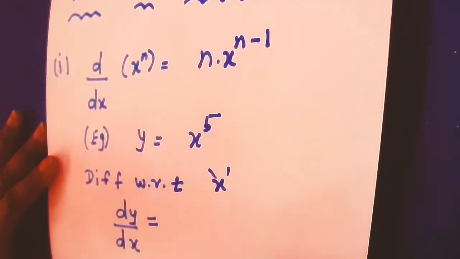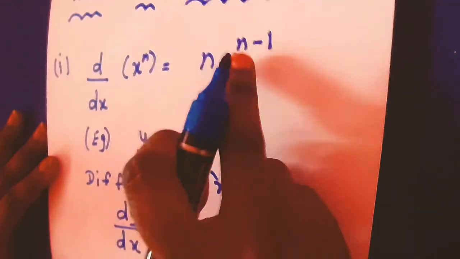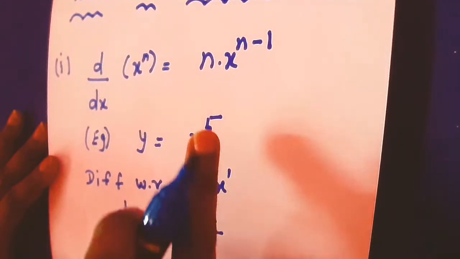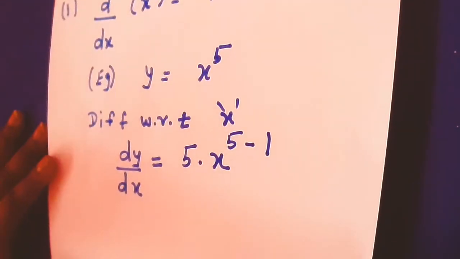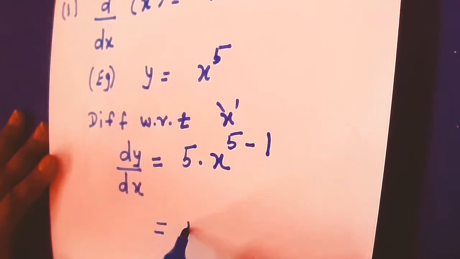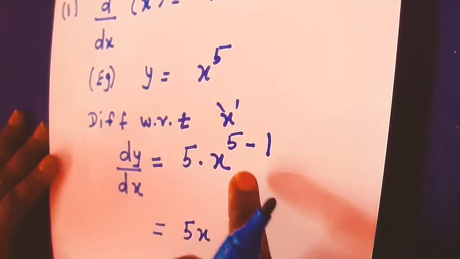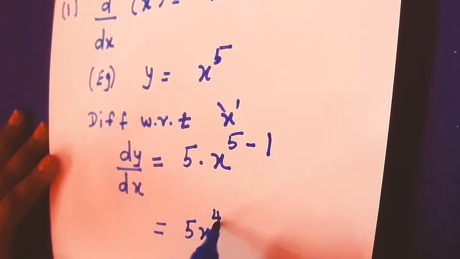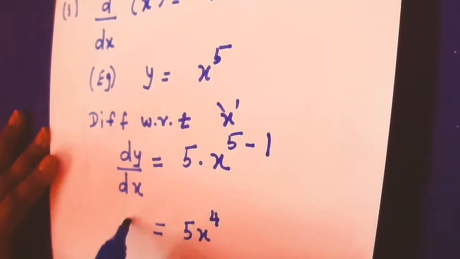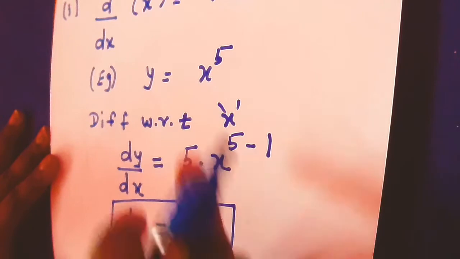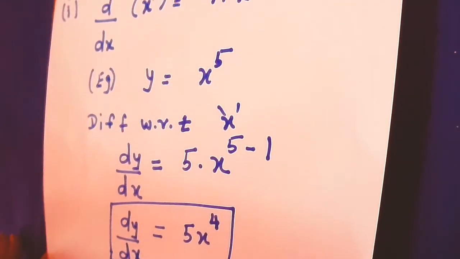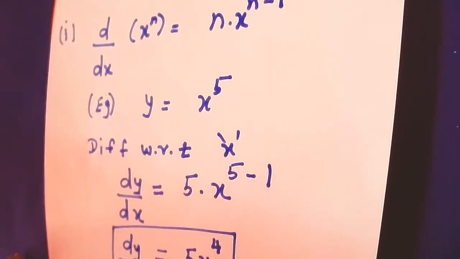What is n here? 5. So 5 times x to the power n minus 1, which is 5 minus 1. This is equal to 5x to the power 5 minus 1, which will give you 4. This is your differentiation of x to the power 5. You can have a look at how I have done it.